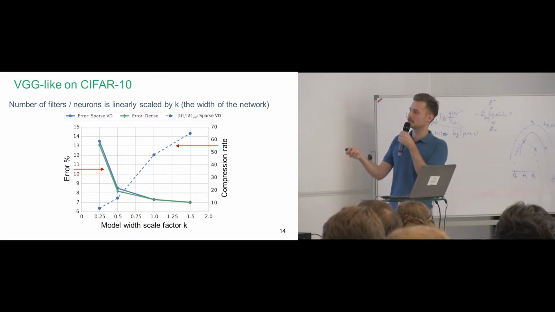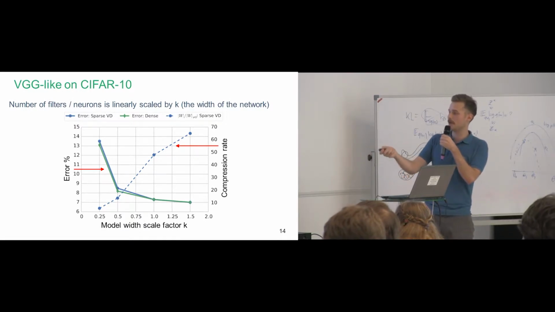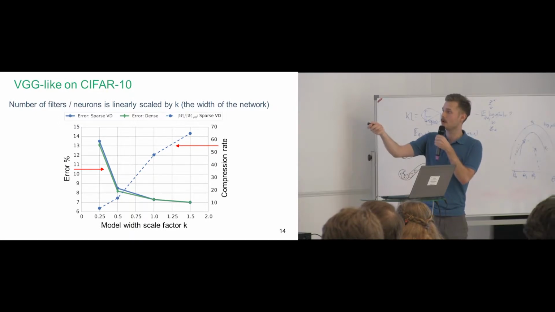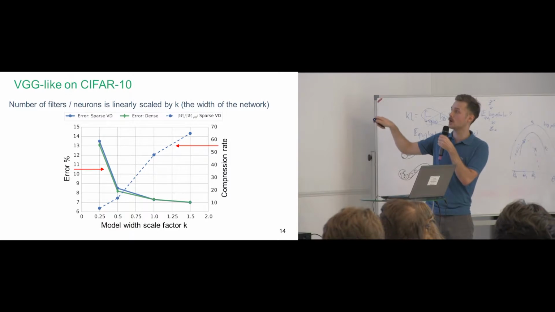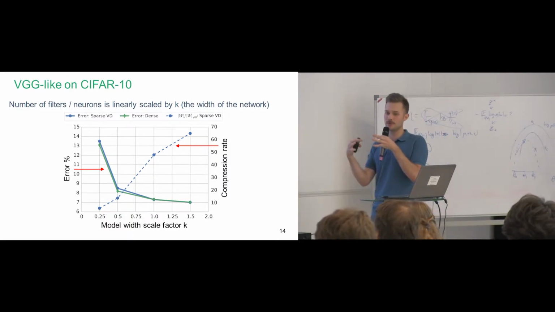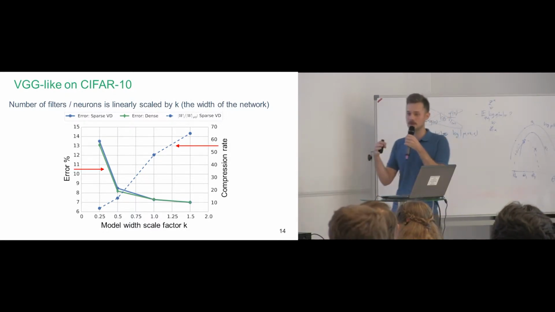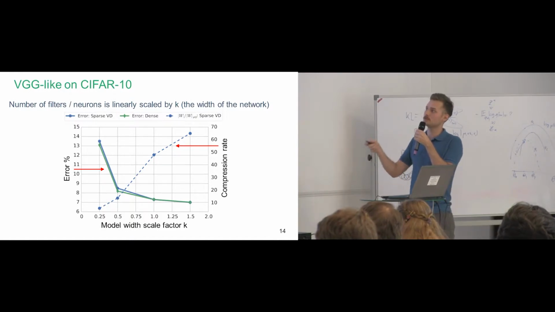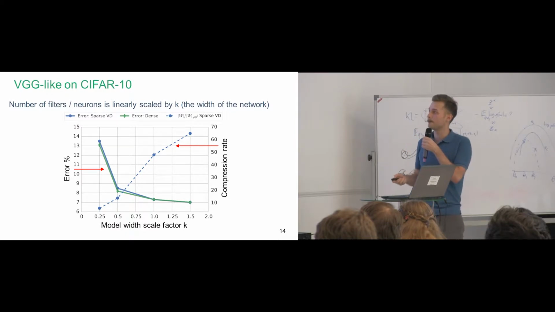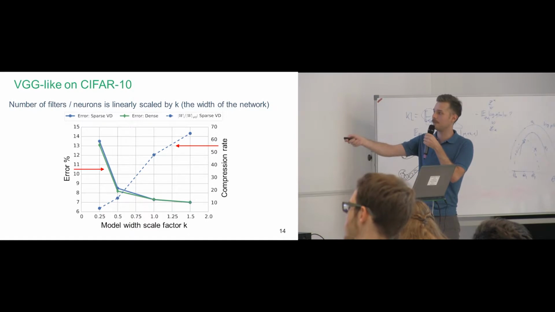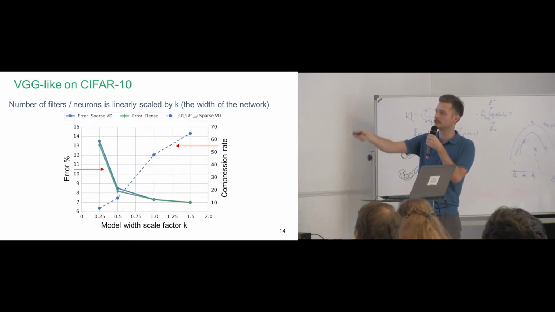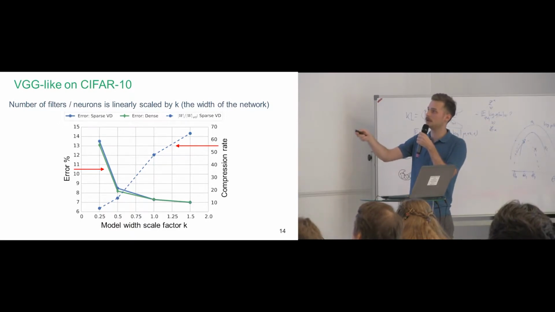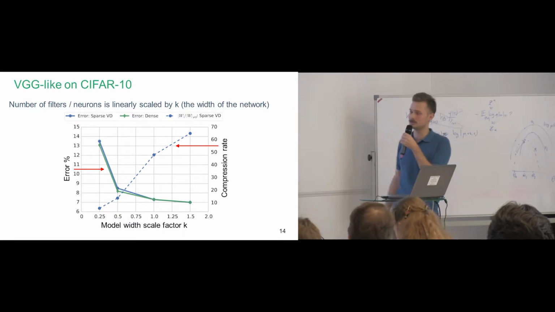What we can see is that as this scale factor k grows, the error of classification on CIFAR-10 on a test set goes down, and the compression rate goes up. So our model tries to preserve the size of the network. We add some excessive weights, some spare weights, and the model just prunes them. Here the blue line and green line are just not pruned, just trained VGG-like on CIFAR-10, vanilla. And here the blue line is sparse VD, so almost no accuracy degradation.